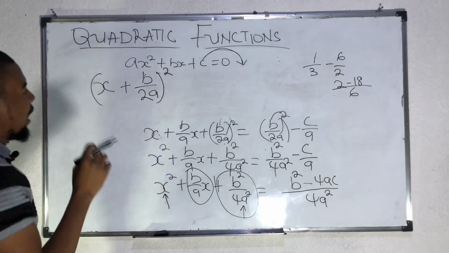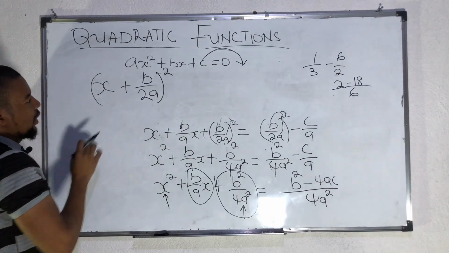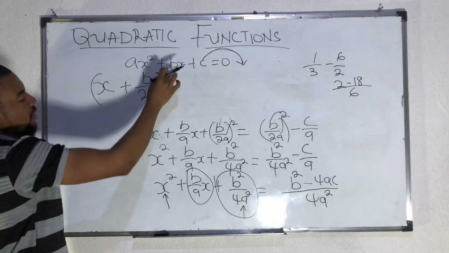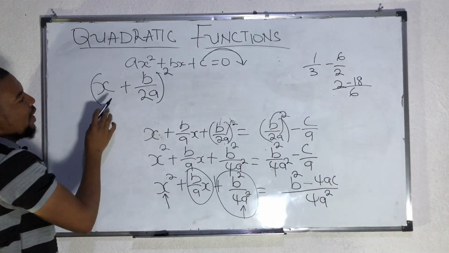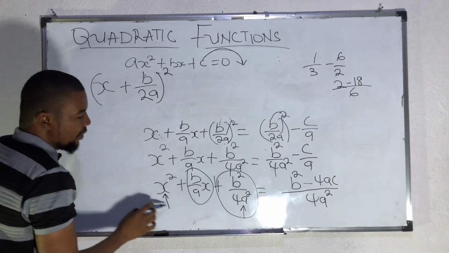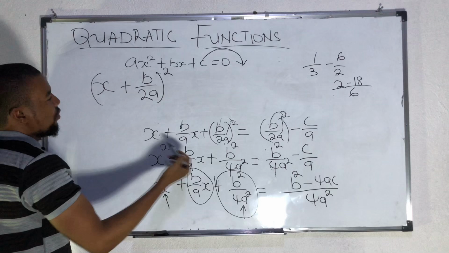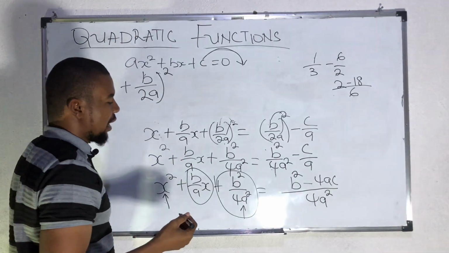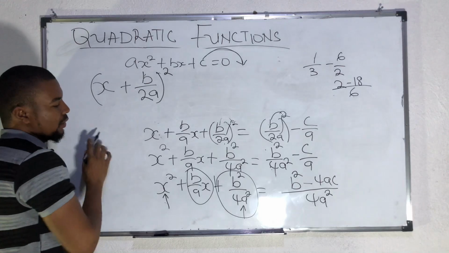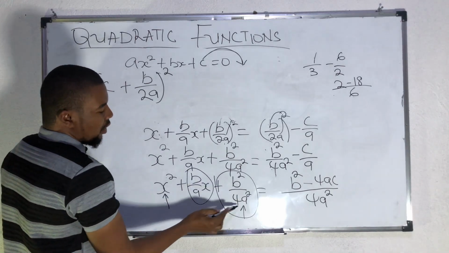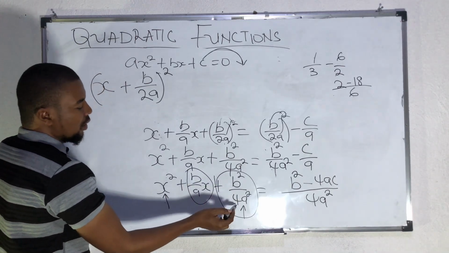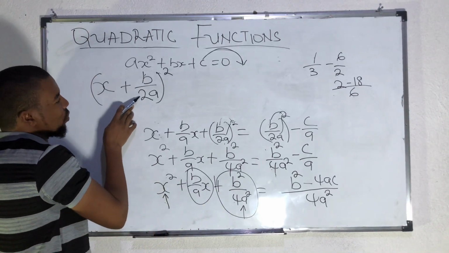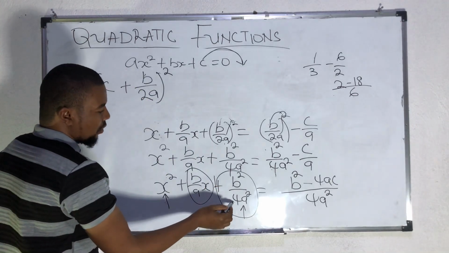All right. Now, let me explain this part again. Here you have x plus b over 2a squared, right? If you expand this expression, you get everything here back. So you can try that in your free time, okay? Now, what you do is you pick the b. Here you have a 4, okay? So the square of 2 will give you a 4, all right?